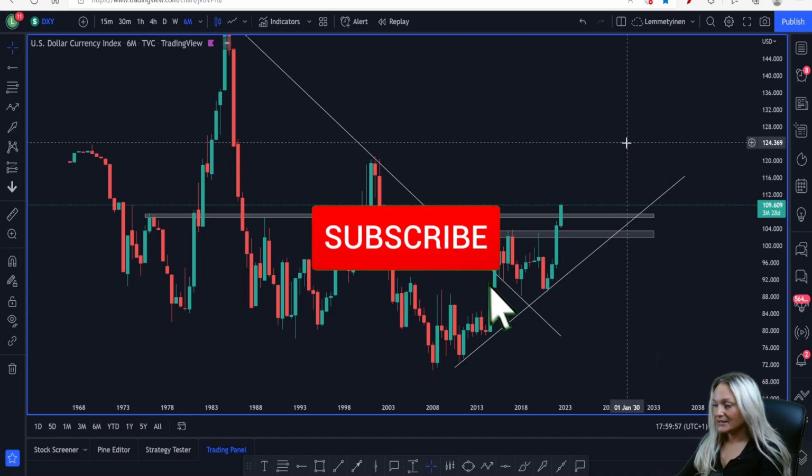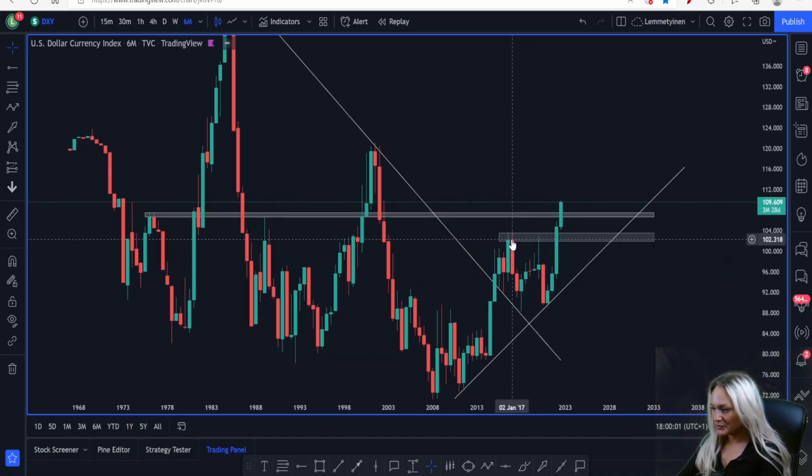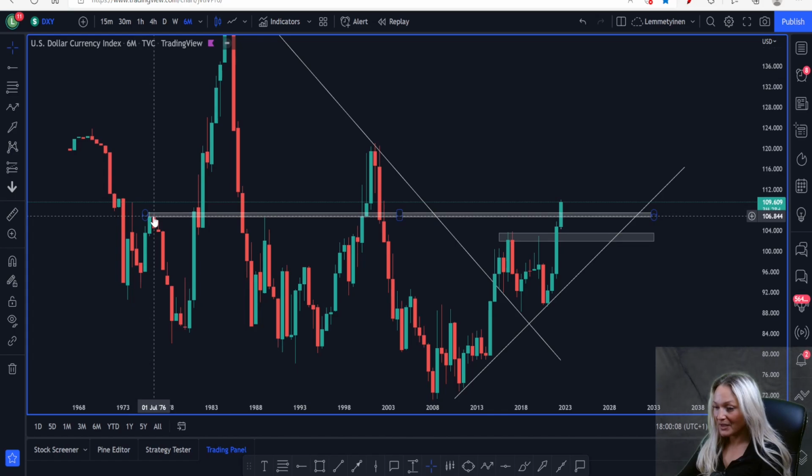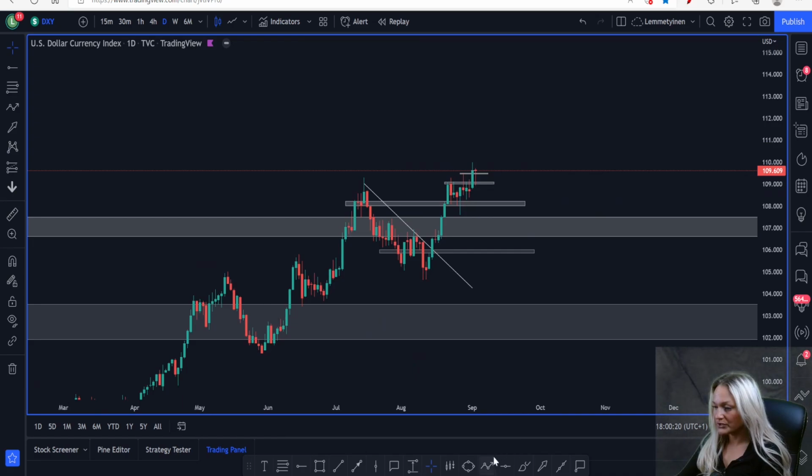Start off with looking at DXY, the dollar index currency, and we did break above this previous resistance that we had at $101.900. And we also, if we go back in time, back to 1976, we had the previous resistance at $106.800. If we go down to the lower time frames now, this is a very important zone because the market is creating a high.